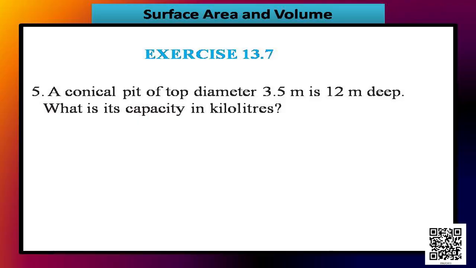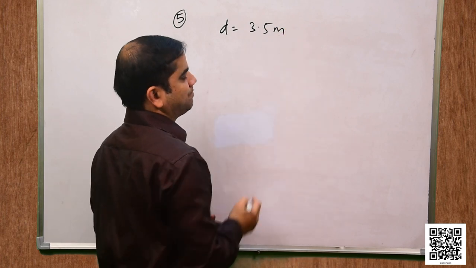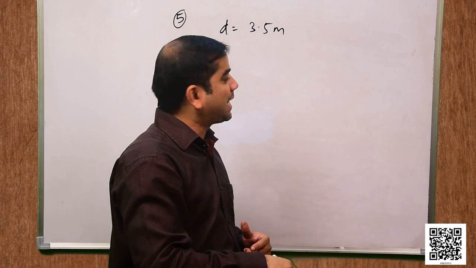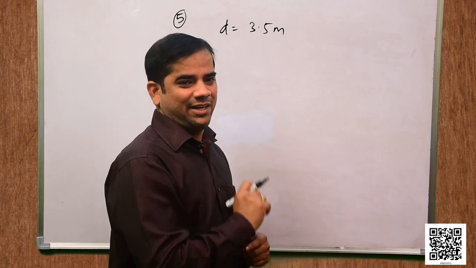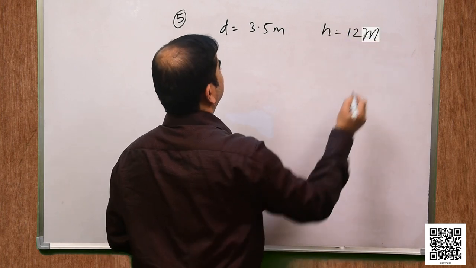It says a conical pit of top diameter 3.5 meter is 12 meter deep. What is its capacity in kiloliters? Okay. So let us solve the question. As per the given data, diameter is equal to 3.5 meter and deep, that means it is the depth. Depth is nothing but your height of the pit. So height is equal to 12 meter.